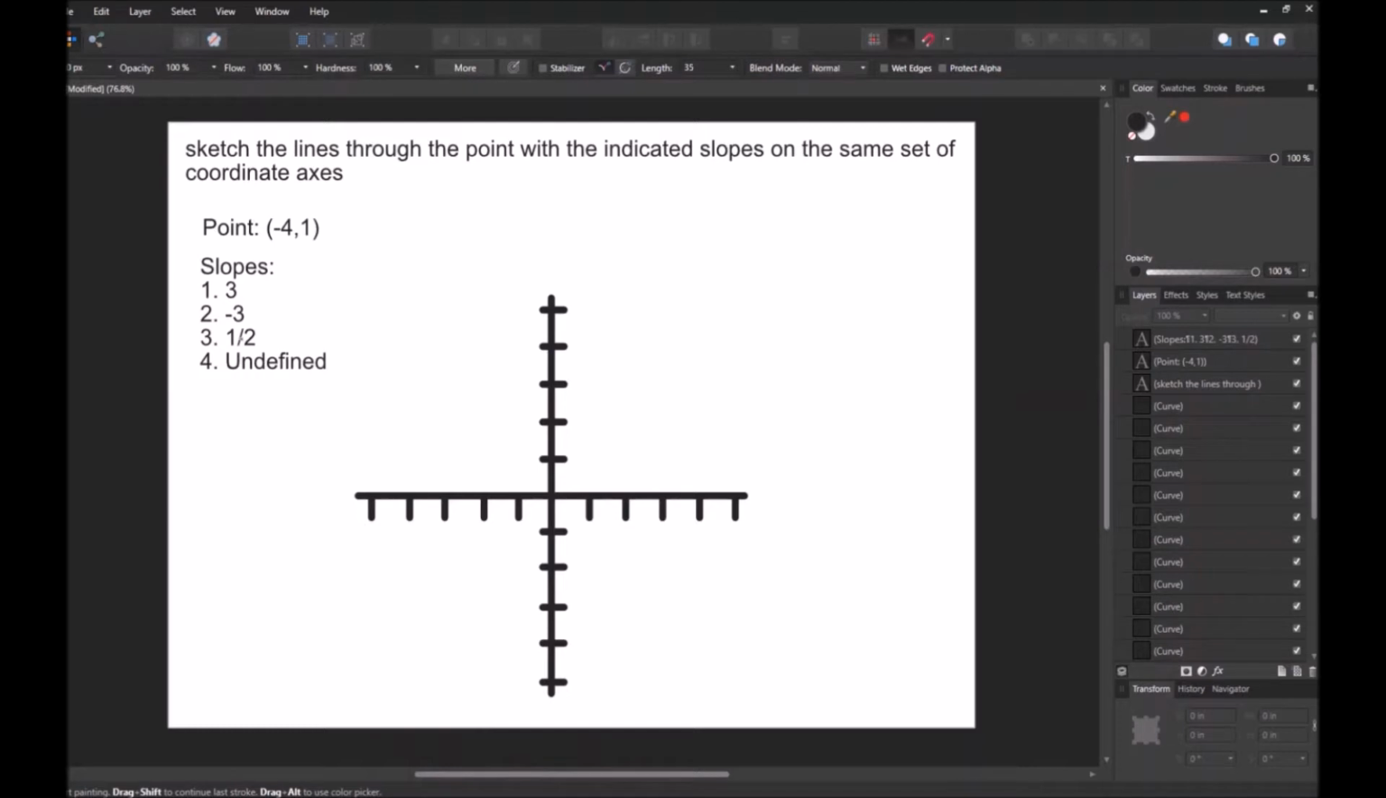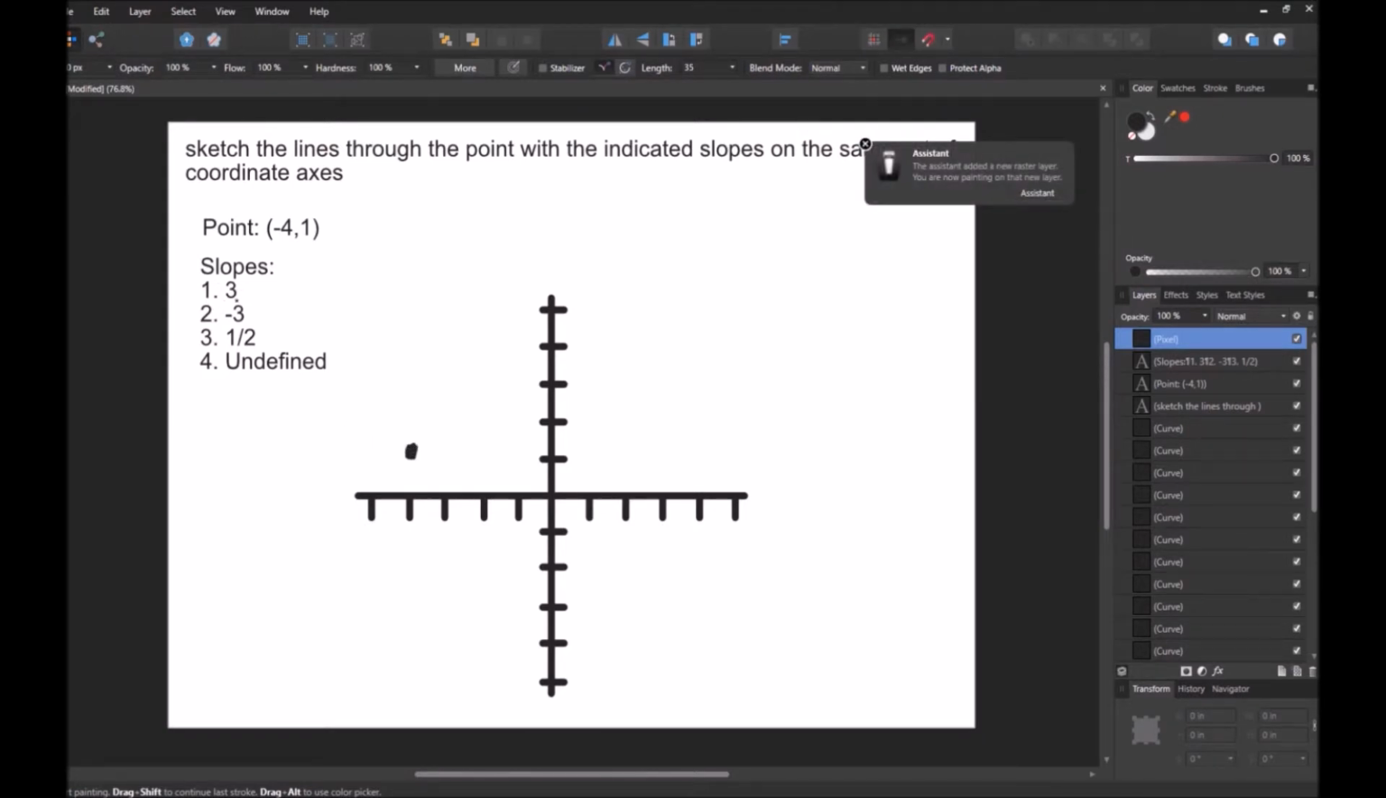So assuming you've paused the video and done this on your own, let's see how this problem should have been solved, and if you got it correct. So first of all, we're going to start by graphing the point -4, 1. We're going to the left of the origin 4, and then up 1.